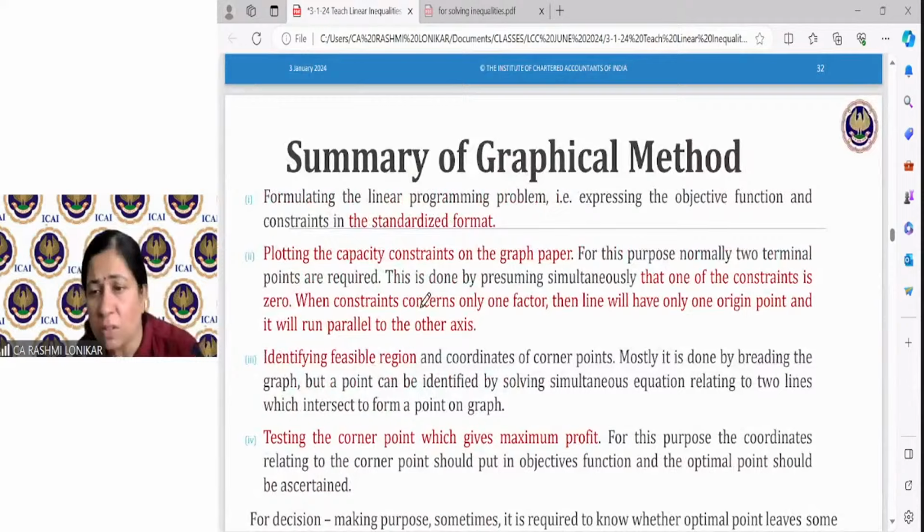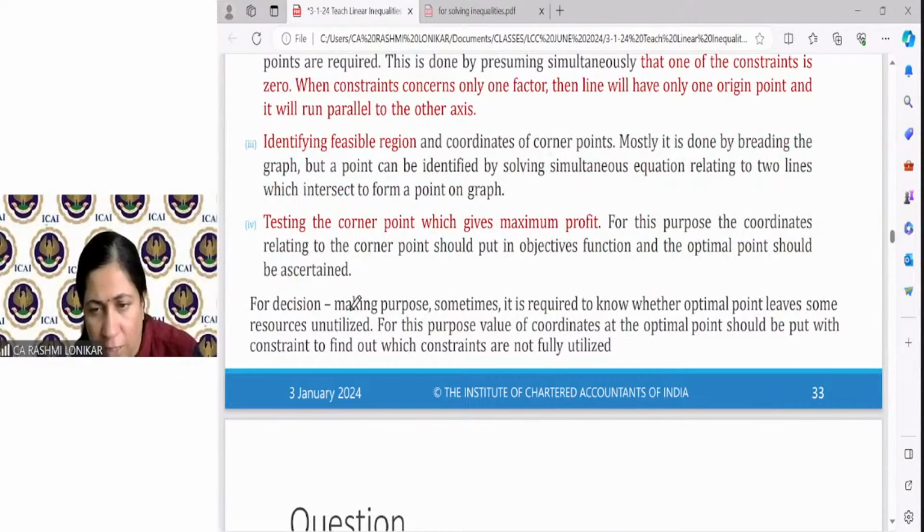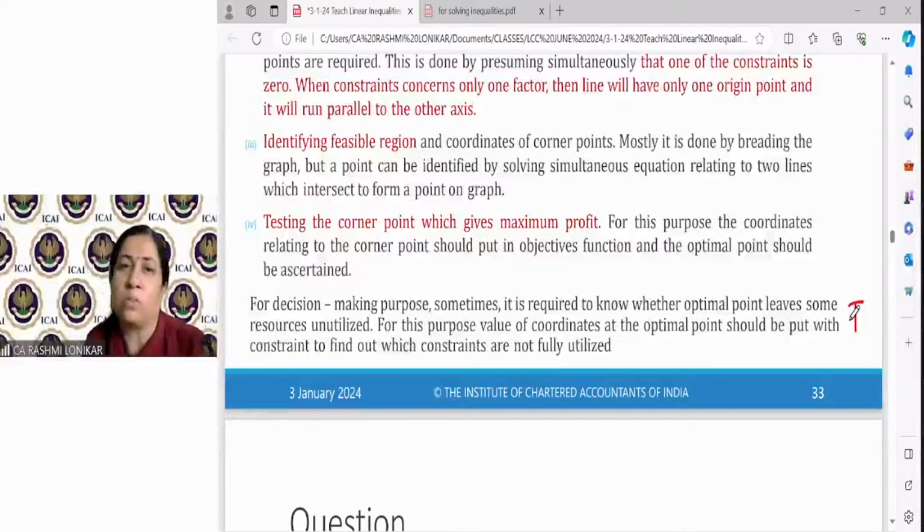Here, just remember, for decision making purposes, sometimes it is required to know whether the optimal point leaves some resources unutilized. Okay, अभी आपके लिए नहीं है, बस आपको ये theory question के लिए हो सकता है. Suppose I am manufacturing using 2 machines. Then my optimized value is giving me a value of x that I can manufacture and a value of y that I can manufacture to give me maximum profit. But this may result in my machines not being used to the full extent. Then in that case, what I can do is I can sell the machine's time to somebody else.